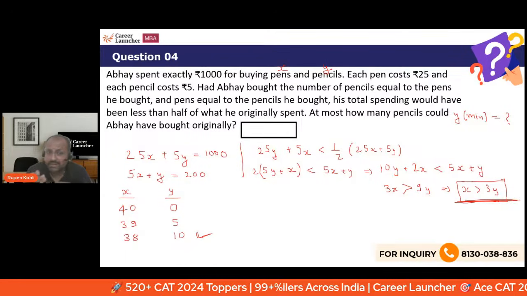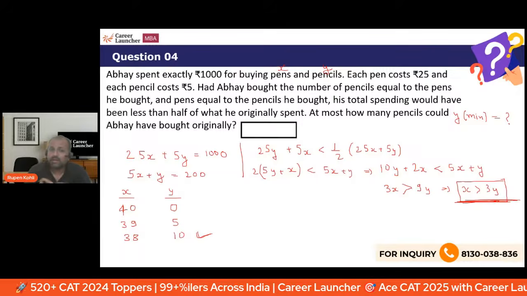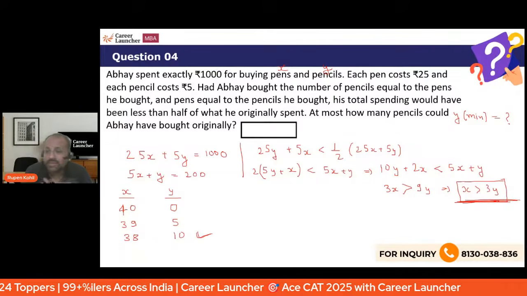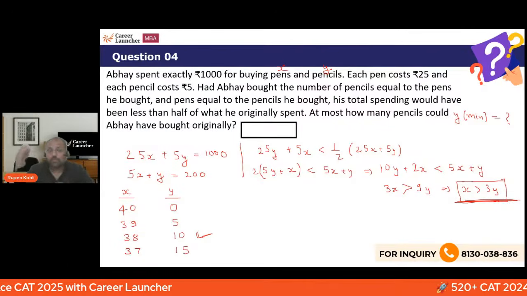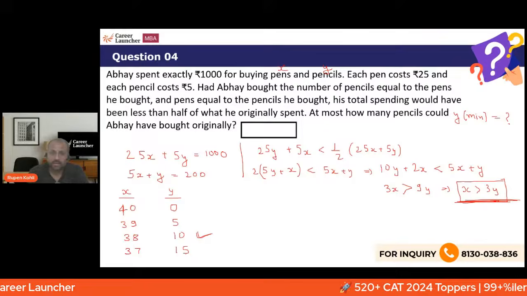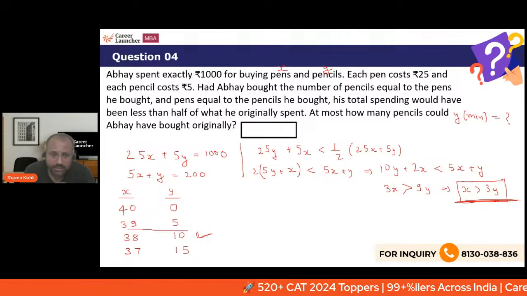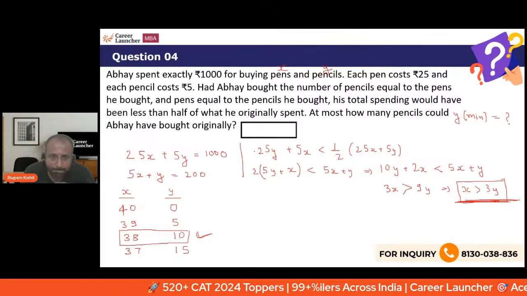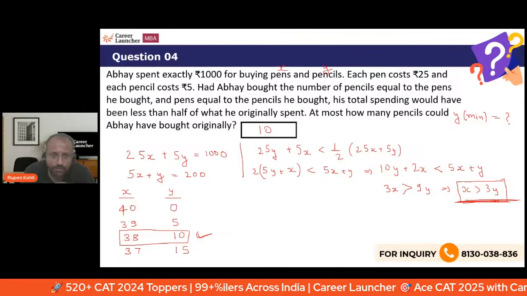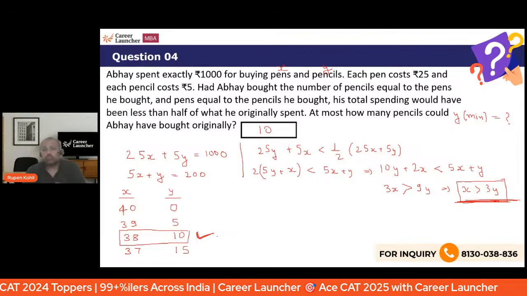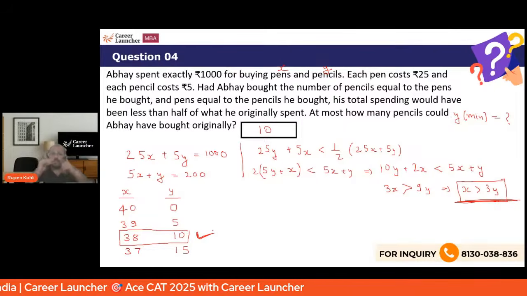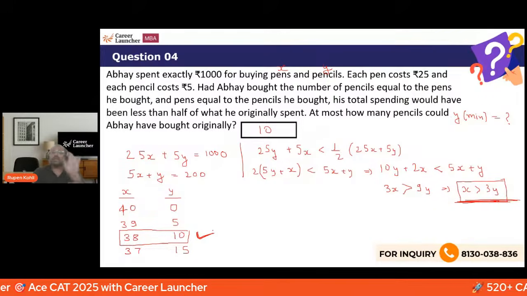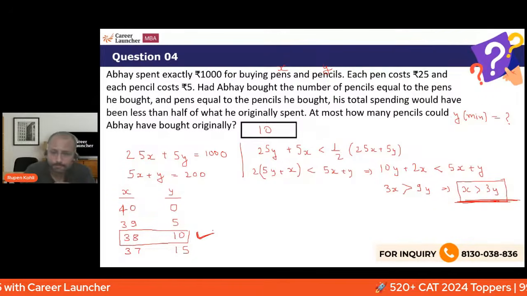You can see we are increasing y in multiples of 5. I really doubt that the next solution would satisfy this constraint. You can see it will not. This will become 37, this will become 15. 37 is not more than 15 into 3, 45. So this is the best case, and our answer is simply 10. 10 is the best possibility that he can do for buying pencils. So linear equation, integer constraint, and an inequality to be satisfied.